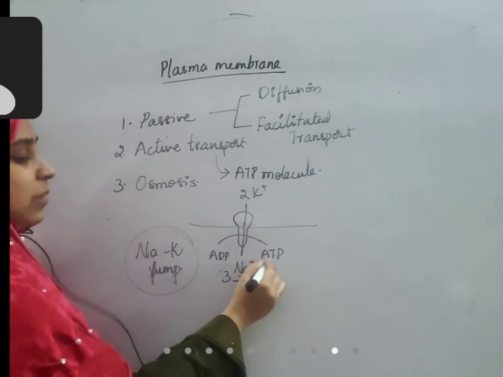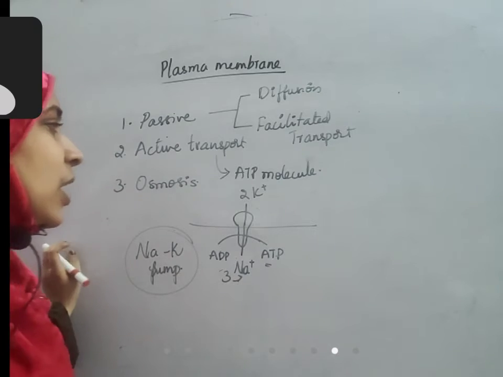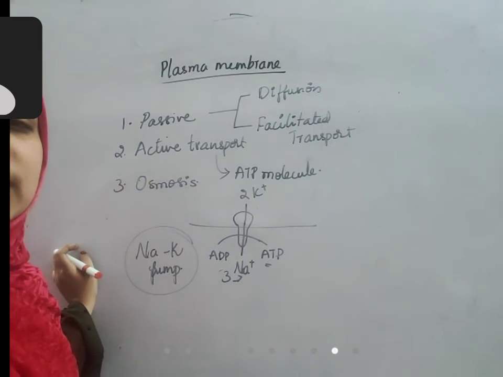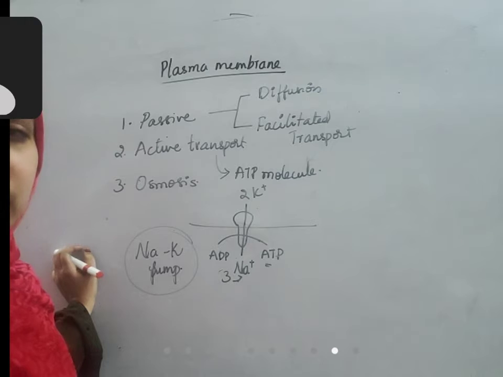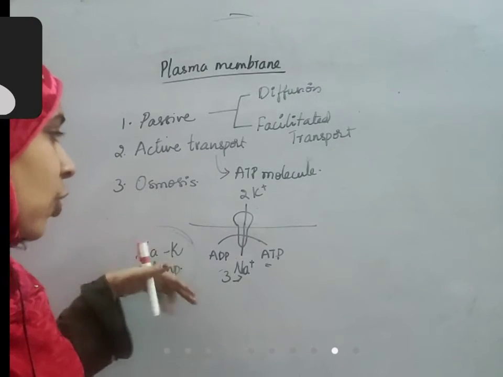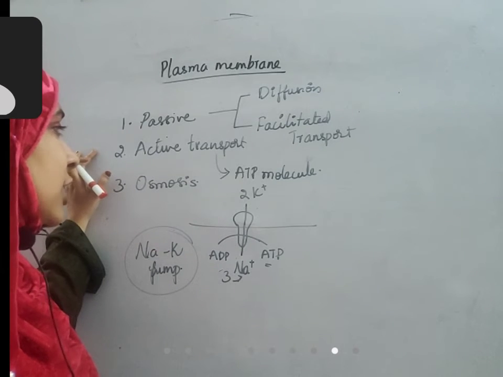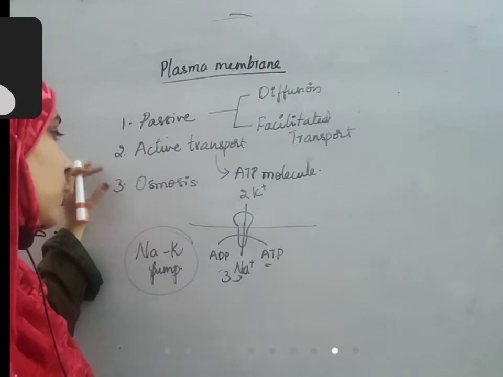For this, ATP molecule is required. So active transport involves the use of ATP molecule for transport across the membrane. This type of transport is called active transport.